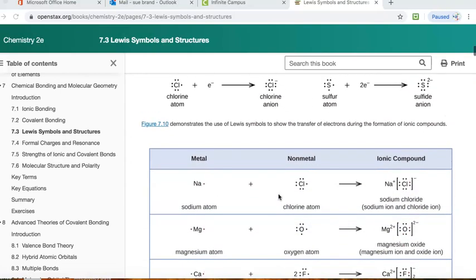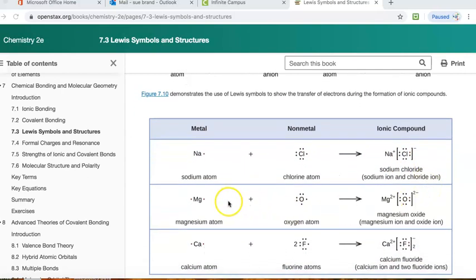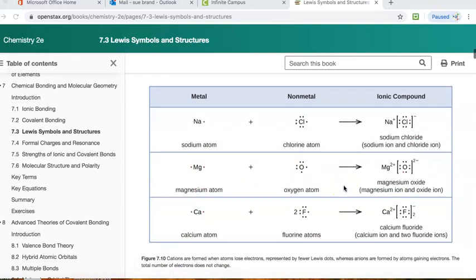further down here how sodium and chlorine, using Lewis symbols, when they come together form an ionic compound. And you can see that with these other elements here, how you can represent the formation of an ionic bond by showing Lewis structures. And so that's what they're showing here.